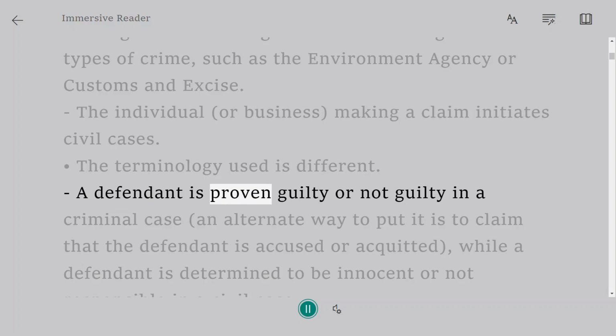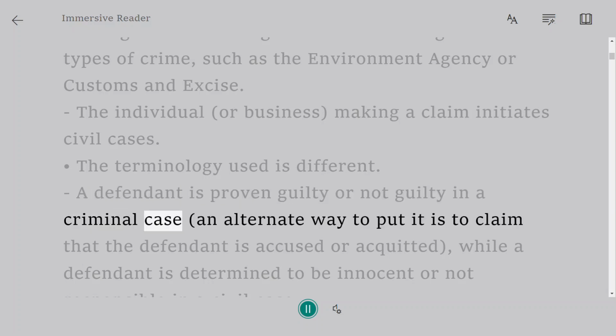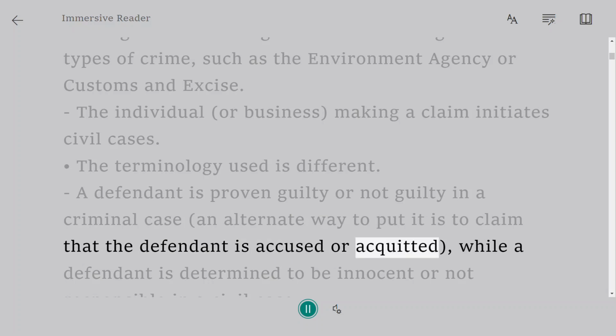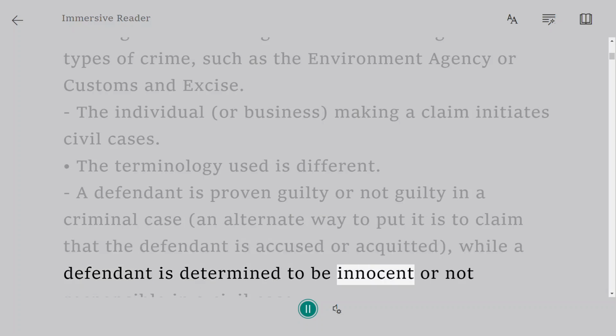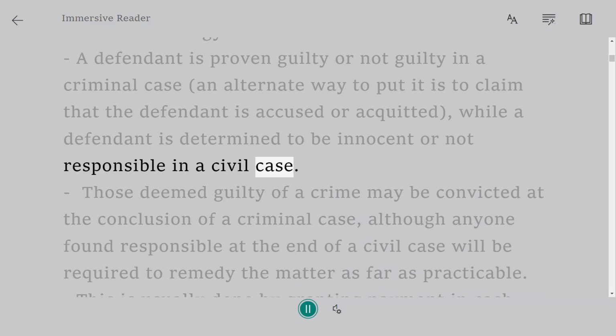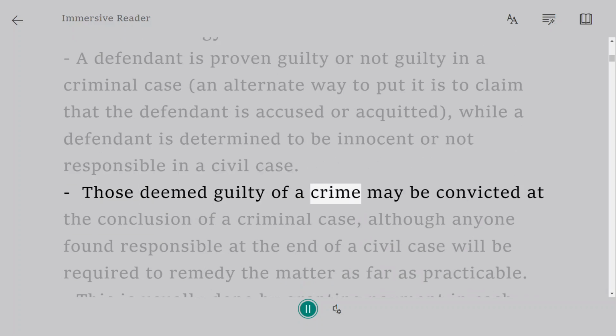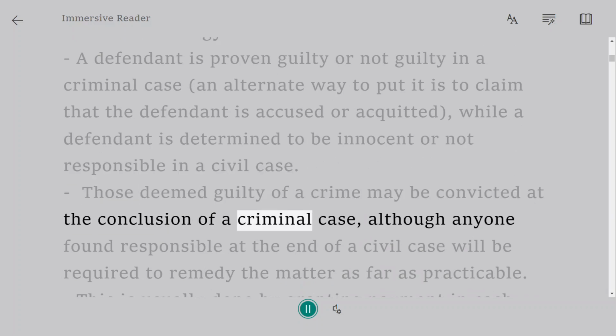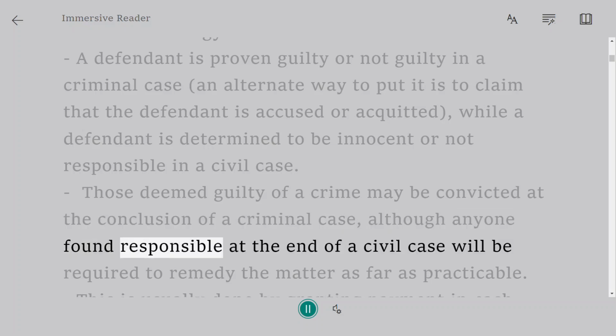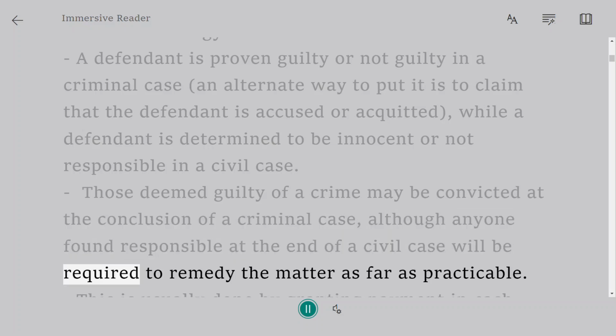A defendant is proven guilty or not guilty in a criminal case. An alternate way to put it is that the defendant is convicted or acquitted, while a defendant is determined to be liable or not liable in a civil case. Those deemed guilty of a crime may be convicted at the conclusion of a criminal case, although anyone found liable at the end of a civil case will be required to remedy the matter as far as practicable.